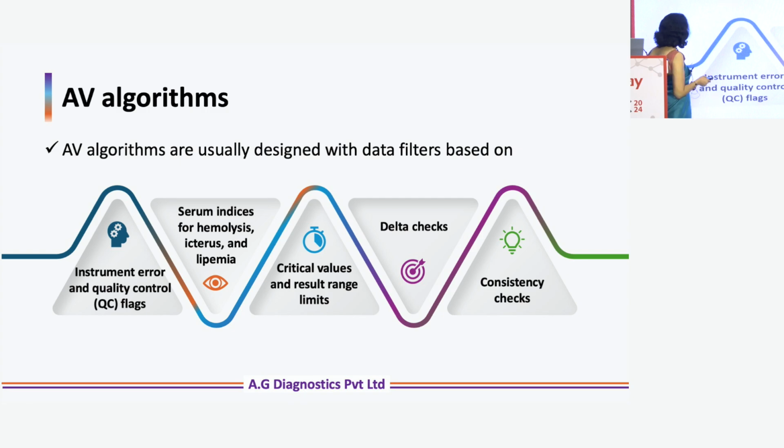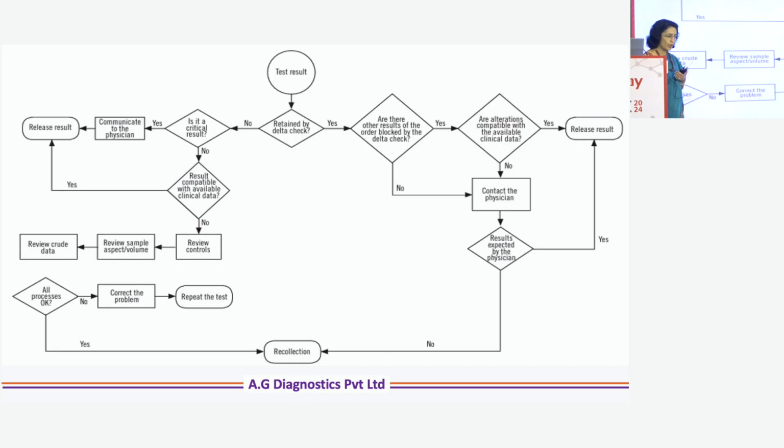So the AV algorithms are usually designed with data filters based on instrument errors and quality control flags, then the serum indices for hemolysis, icterus and lipemia, the critical values and result range limits, delta checks and consistency checks. What are consistency checks? Interdependent tests. So if your TSH is this, then your free T4 or T3 should be this. That kind of a thing. Both should match. So that is a consistency check.